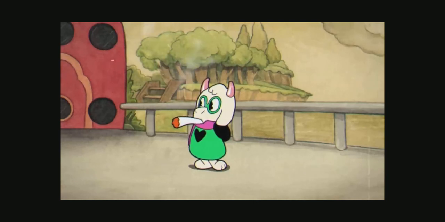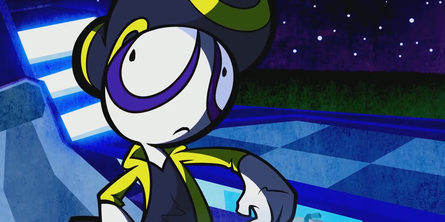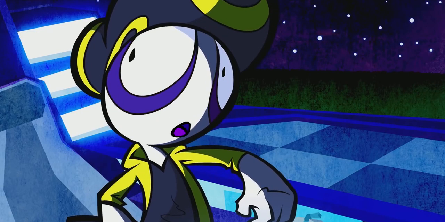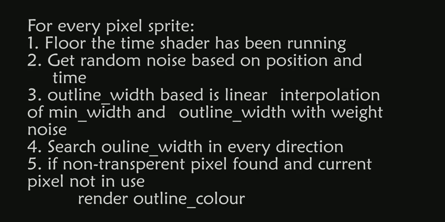Okay. Now things can actually get interesting. One of my favorite things that animators do is that they redraw the same frame over and over. So even though the character is not moving, it actually looks really energetic. I think it's cute. Whatever. I don't know what it's called, but we're going to try and simulate it using outlines. For each pixel, break the time that the shader's been running into discrete time steps. Get a random value based on that time step and the pixel's position. Use that random value to get the outline width between min width and max width. Look out outline width in every direction. It's pretty much the same thing as the basic outline after that.